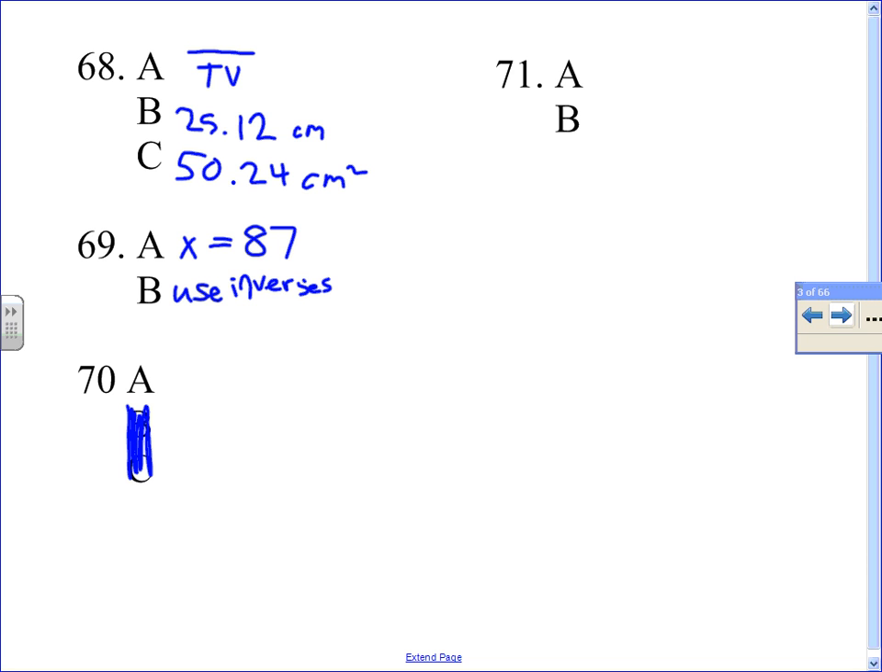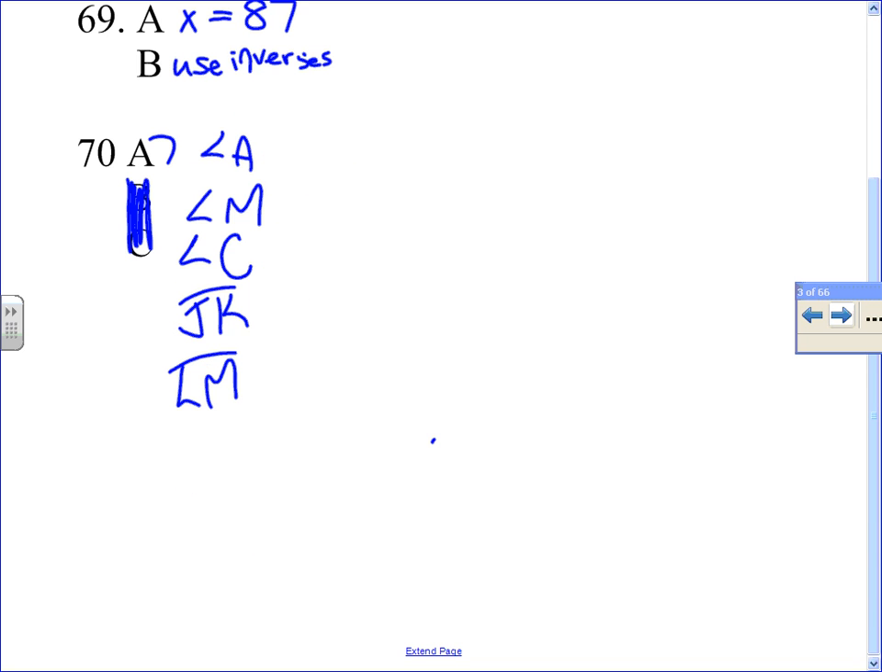So 70, letter A. Let's just go in order here. Justin, angle J corresponds to what? Good. So I'm just going to put them in order here. Doug, angle D corresponds to what? Good. Annalise, angle L corresponds to what? Good. Emma H, side AB corresponds to what? Good job. Matt, side CD corresponds to what? Good. Alyssa, side MJ corresponds to what? Good job. Okay, so that was for letter A.